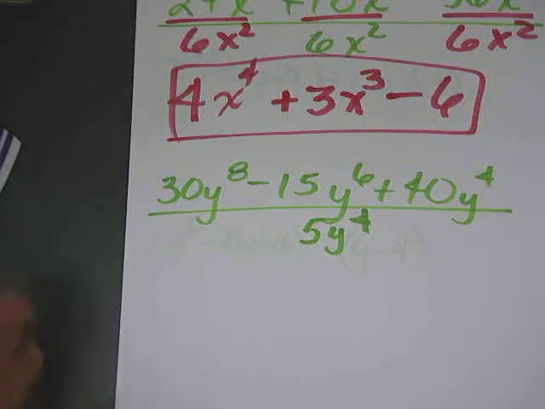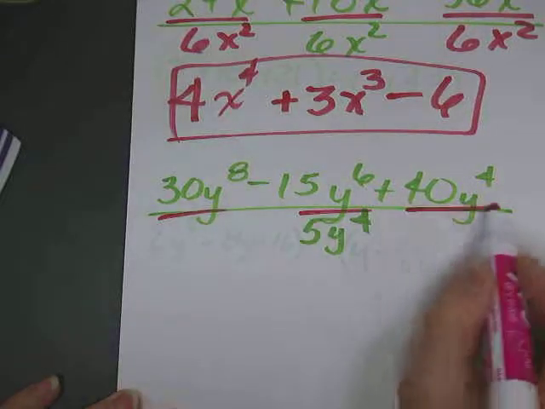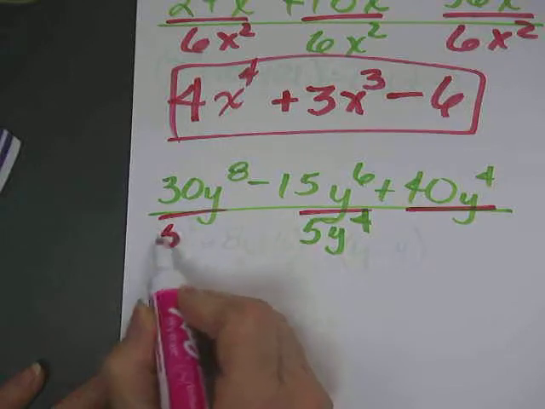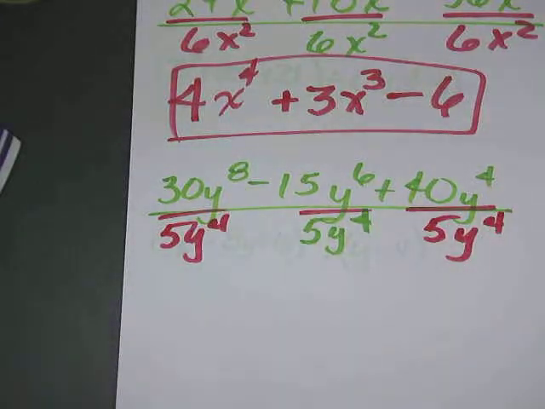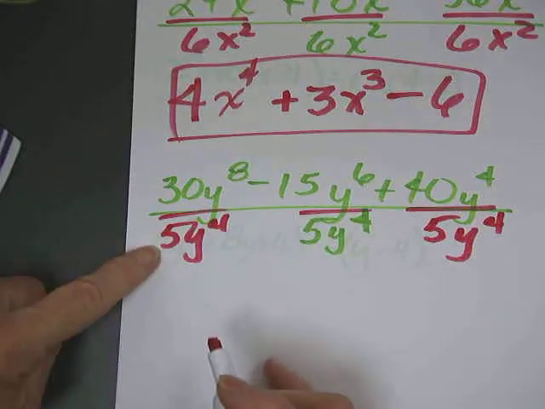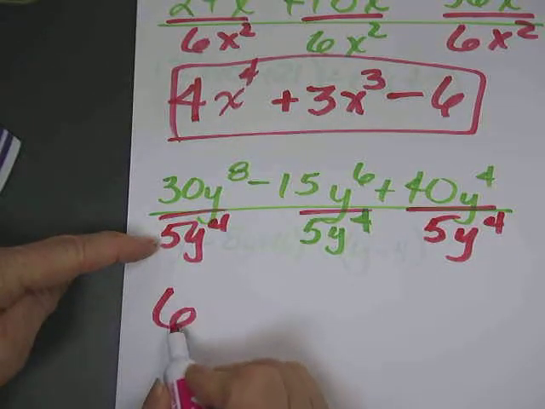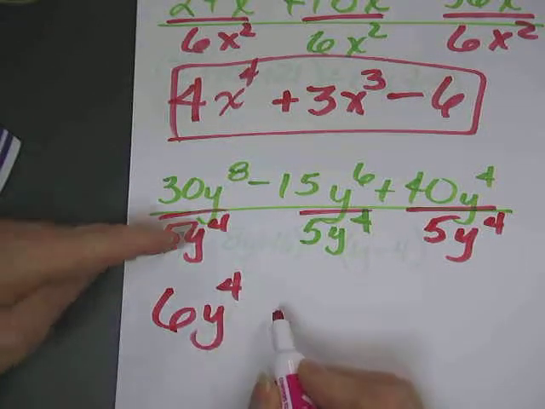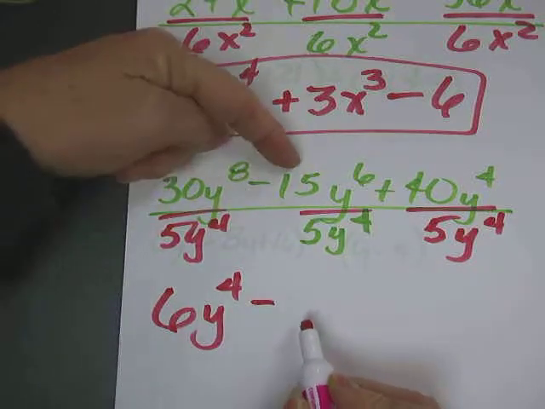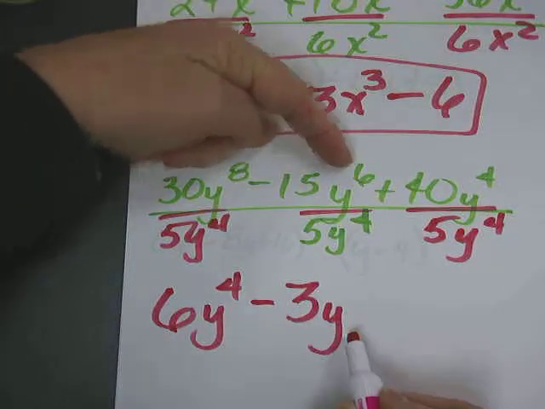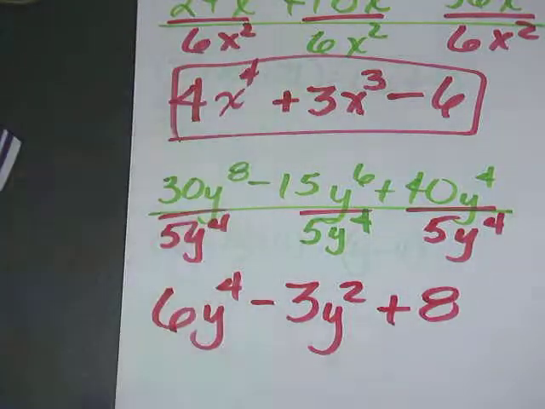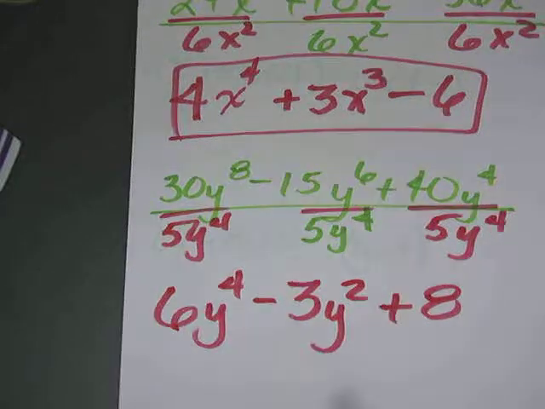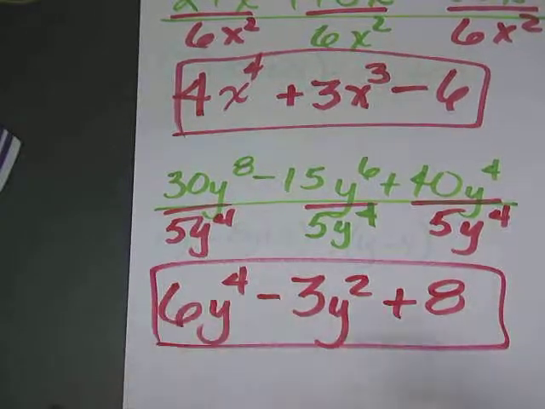Okay, so what do we do here? Put it under all of them. Okay, so put 5y to the 4th under all the terms. 30 divided by 5? 6y to the 4th. Right, 6y to the 4th minus 3y squared plus 8. 8 and no y. Okay, that's simple enough, right?